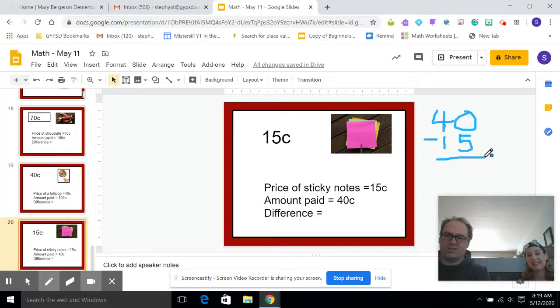Okay. So we know that we can't go 0 minus 5. No, that doesn't work. So we're going to take from the 10s. This becomes a 3, and this becomes a 10. Perfect. And so 10 minus 5 is 5. 3 minus 1 is 2. So you would have 25 cents as your change. Perfect. Okay, thank you so much.